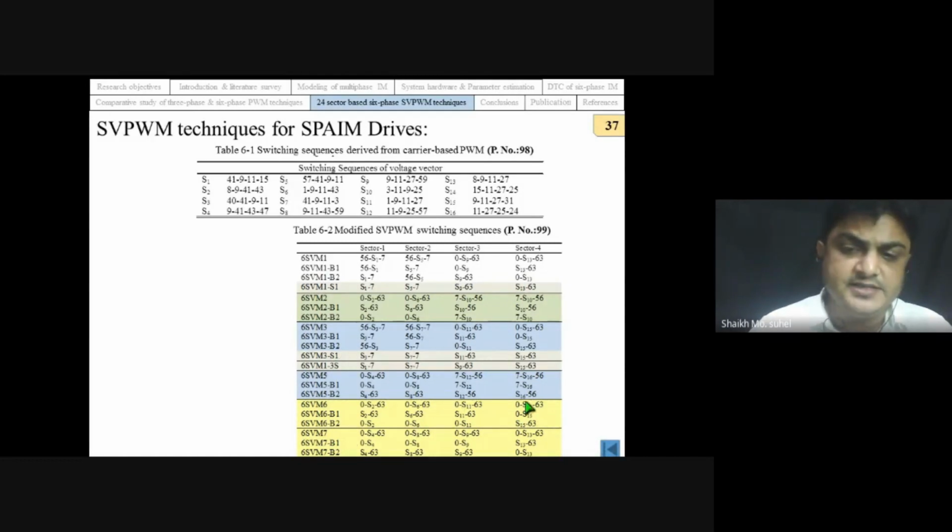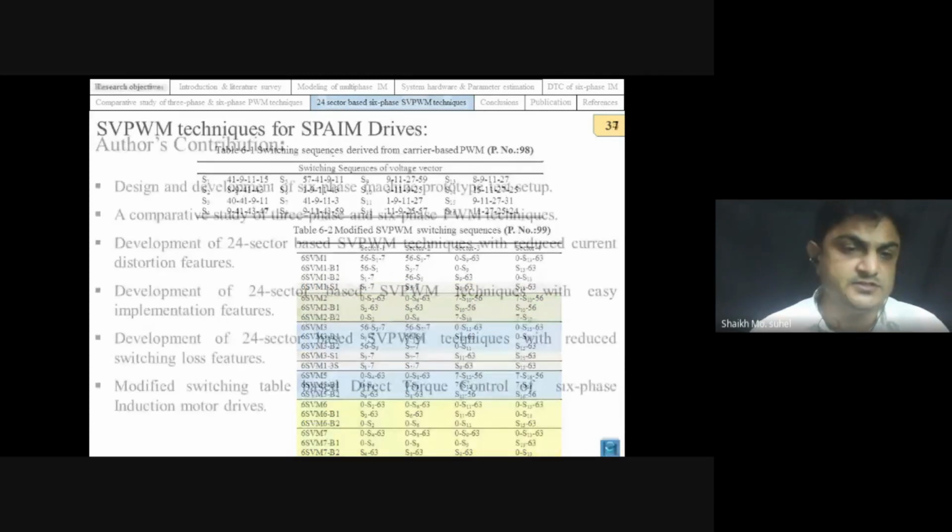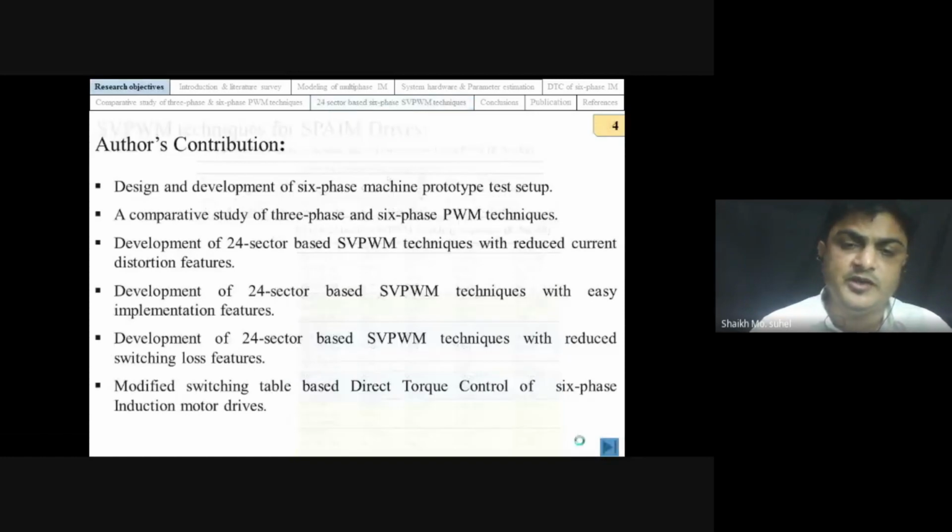Some of the techniques can reduce the stator current distortion, some can be easily implemented, and some can reduce the switching loss. So there is the development of the 24 sector based SVPWM technique that can reduce the current distortion and be easily implemented, and some PWM techniques are developed that can reduce switching loss. In addition, we have also developed a switching table based direct torque control technique for the six-phase asymmetrical machine.